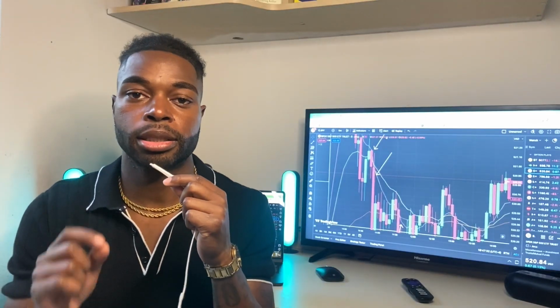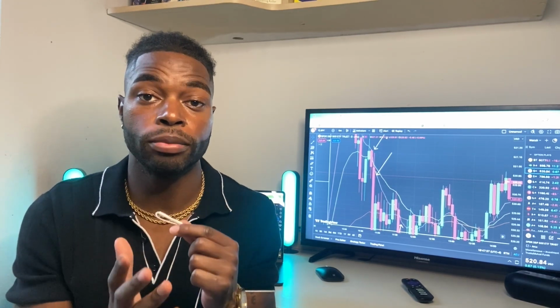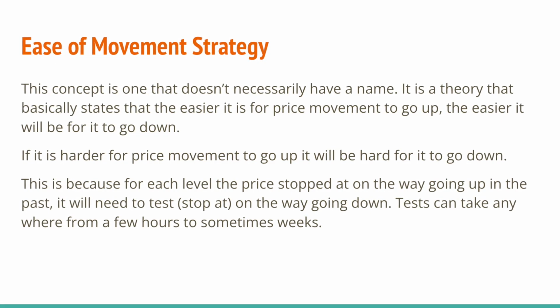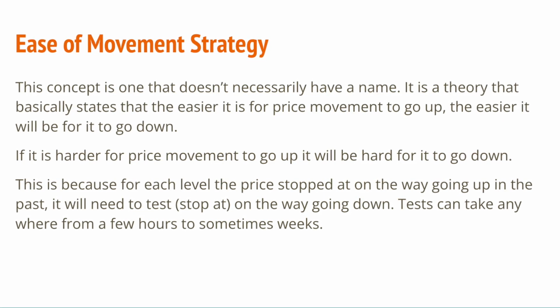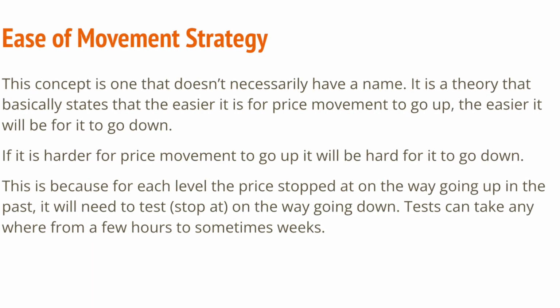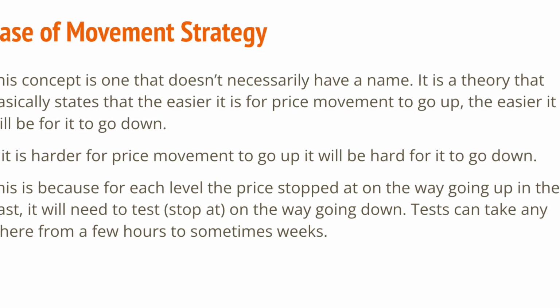Today, we're going to continue our talk on key levels and moving averages. Now, the very next key level or idea that I wanted to talk about is the ease of movement strategy. Now, this concept is one that doesn't necessarily have a name, but it is a theory that basically states that the easier it is for price movement to go up, the easier it will be for it to go down. So if it is harder for price movement to go up, it will be harder for it to go down.